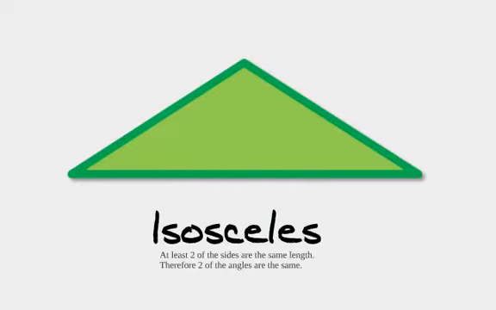Here's a trick if you're trying to remember isosceles: it's got 2 S's there, and it's got at least 2 sides that are the same. Okay?